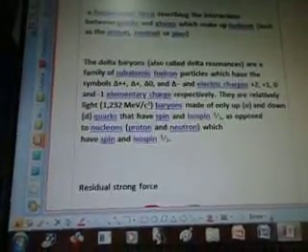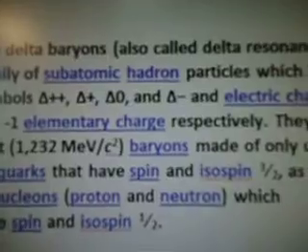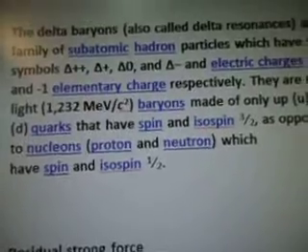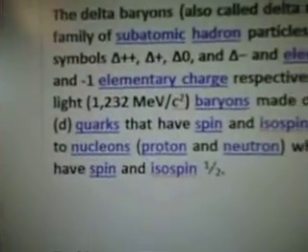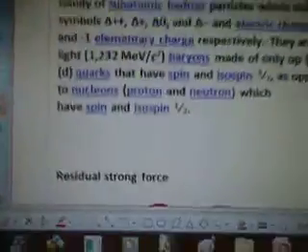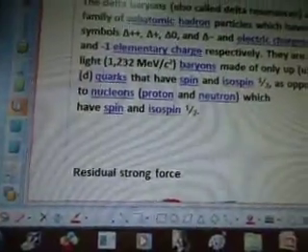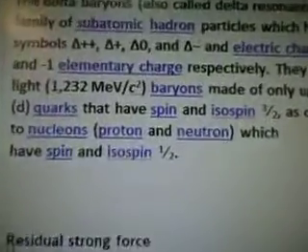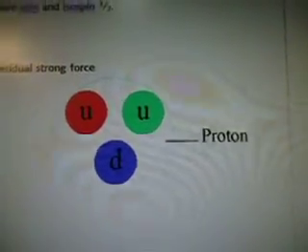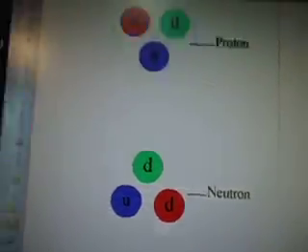These delta baryons, also called delta resonances, are a family of subatomic hadron particles which have the symbols of this, and this, and this, and electric charge of that, that, and that, in elementary charge respectively. They are relatively light at 1232 MeV/c². Baryons made up of only up (U) and down (D) quarks have spin and isospin of 3/2, as opposed to nucleons, proton and neutron, which have spin and isospin of 1/2. Okay? Residual strong force. Now you've got your proton there, and you've got your neutron here. See the difference between the two?